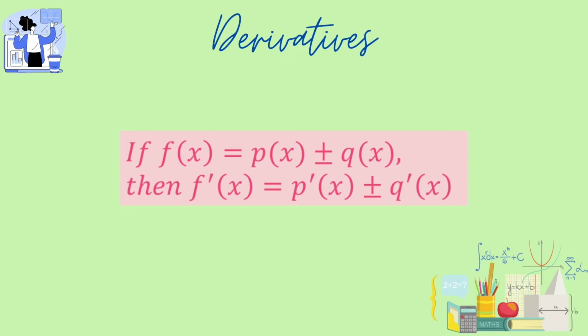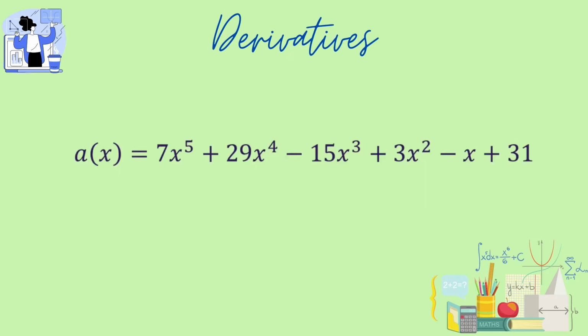We can combine these rules involving a constant, a power, a constant multiple, and the sum or difference of functions to find the derivative of a polynomial function. For our first example, differentiate the function a of x equals 7x to the 5th plus 29x to the 4th minus 15x cubed plus 3x squared minus x plus 31. Write your answer on your paper.